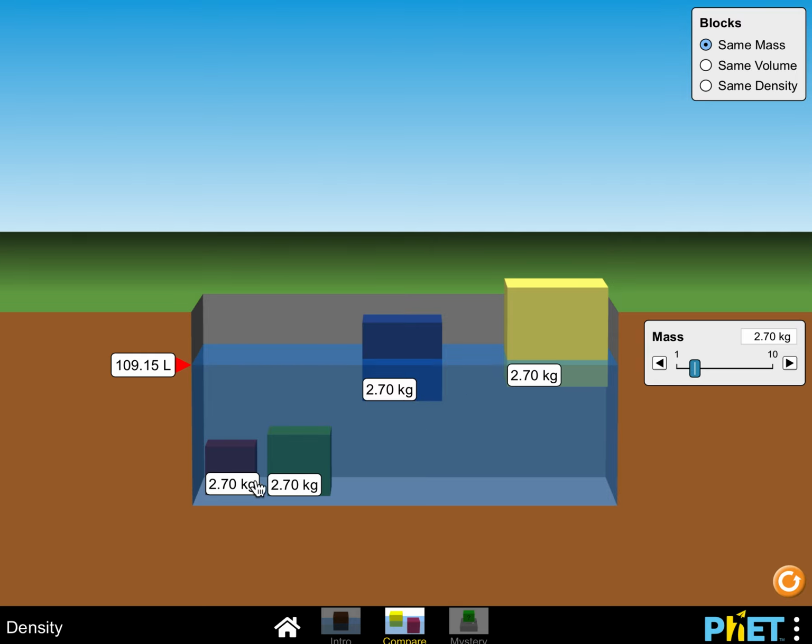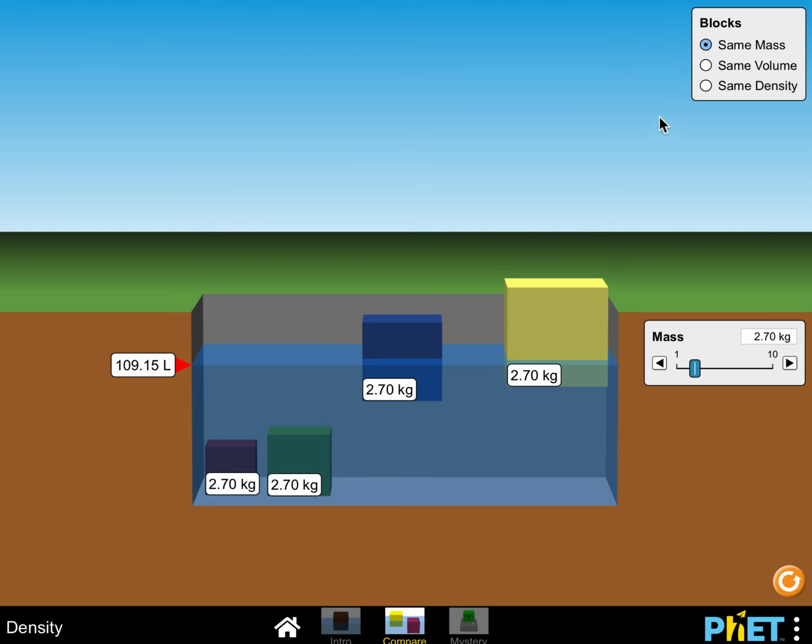So all of them have the same numbers of protons inside of them, the same amount of stuff, but in this case here, because the volumes are different, the atoms are spread out over a bigger volume.